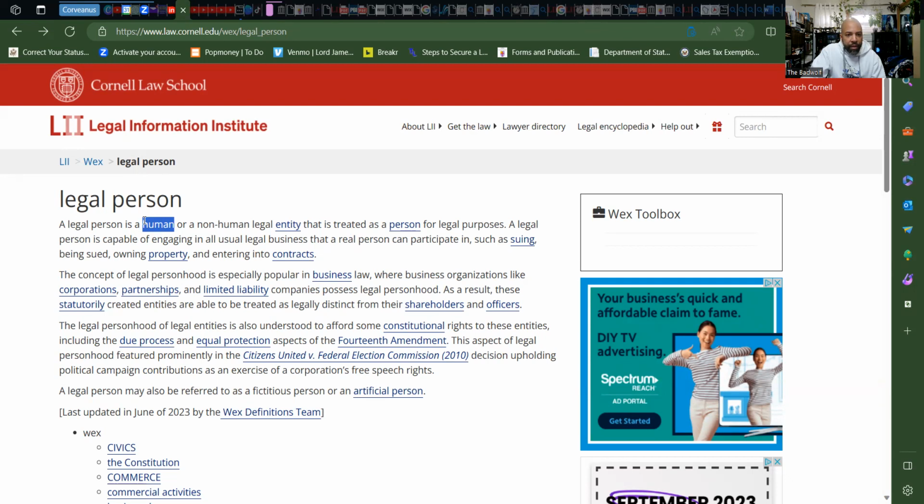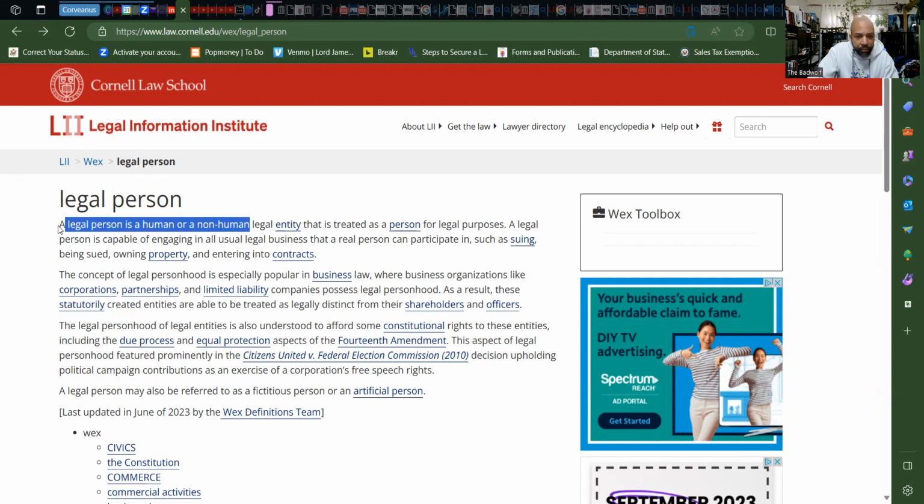So let's break it down. Let's try to construe it their way, because I know what they want. So let's do it their way. Human. But see, here's the problem. You're saying a legal person is a human or a non-human legal entity. A lot of us would just read it as non-human legal entity.